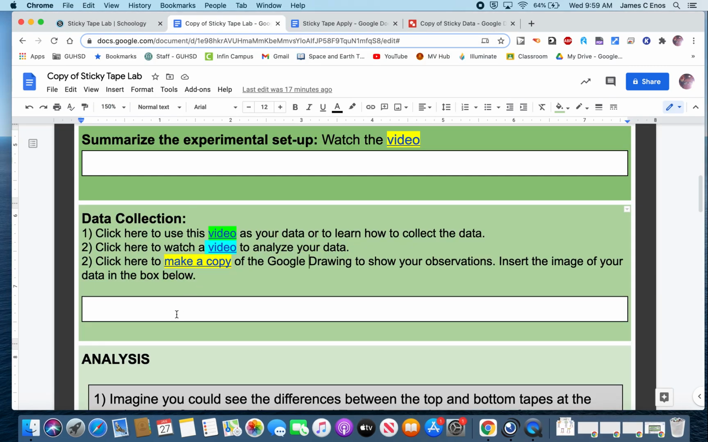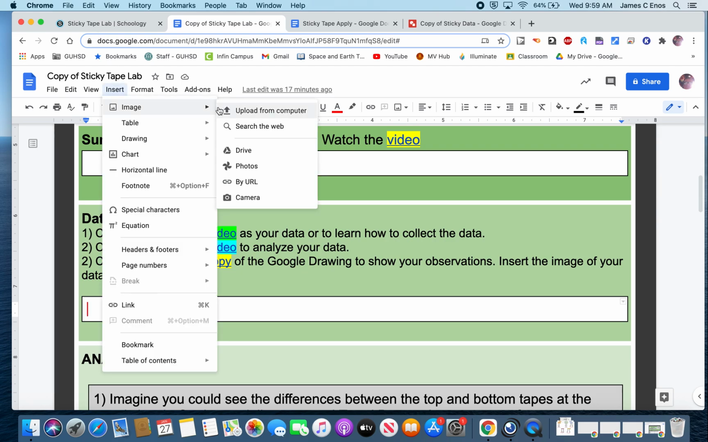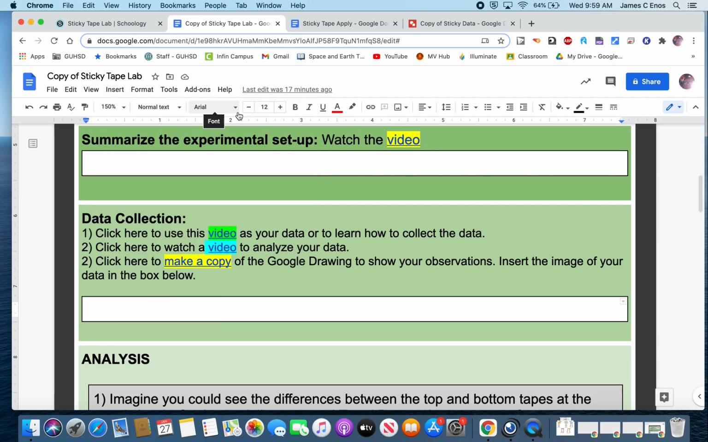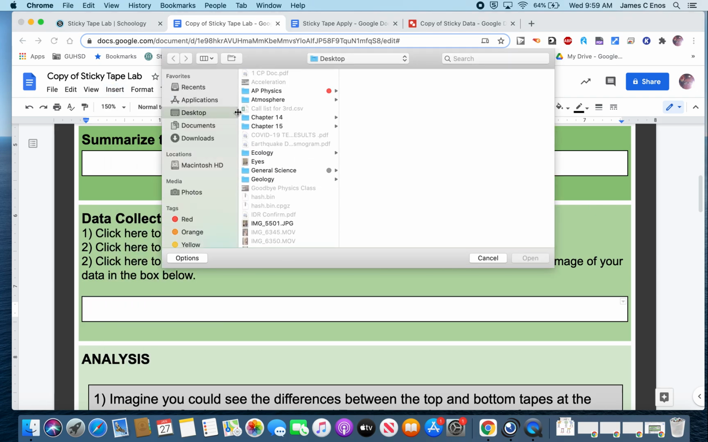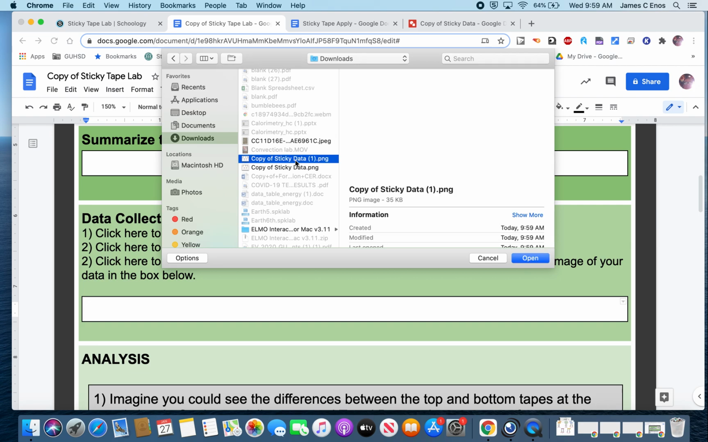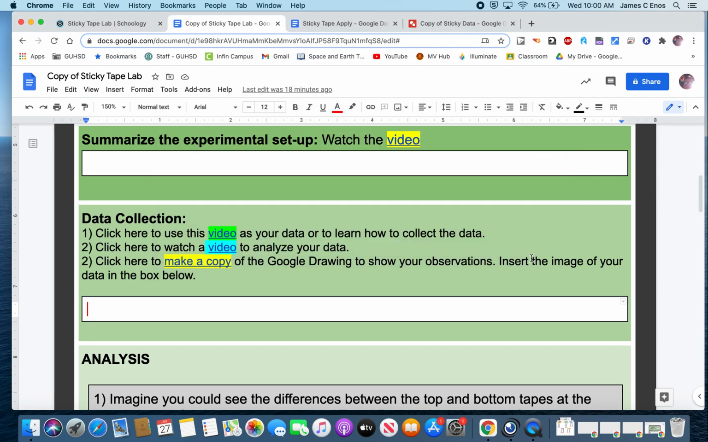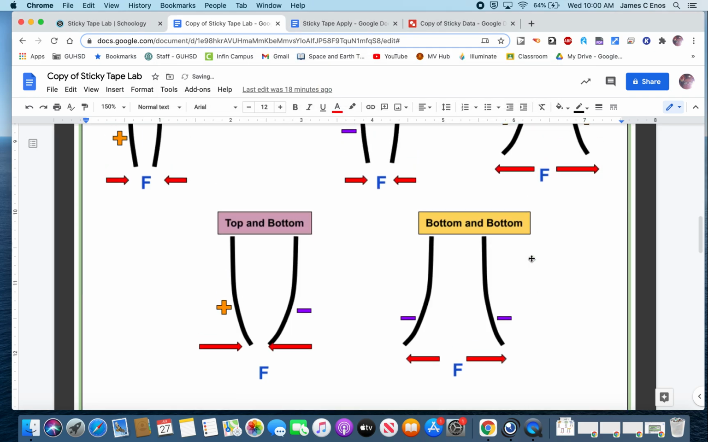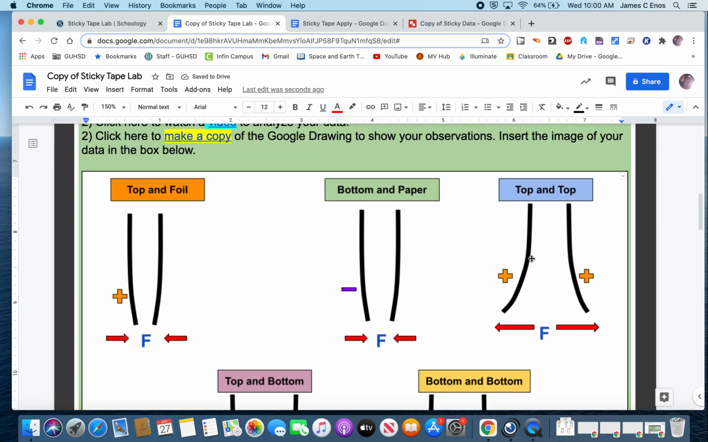Then I'm going to come back over here to my sticky tape, and I want to insert that image. So I'm going to insert the image, and I'm going to upload it from my computer. Where I put that image was in my downloads, so I need to make sure I go to my downloads. And I want the one I had, which was my copy of Sticky Data 1. I can verify in the image here that this is the one I desire. I open this up, and now my file has my Google drawing in it.